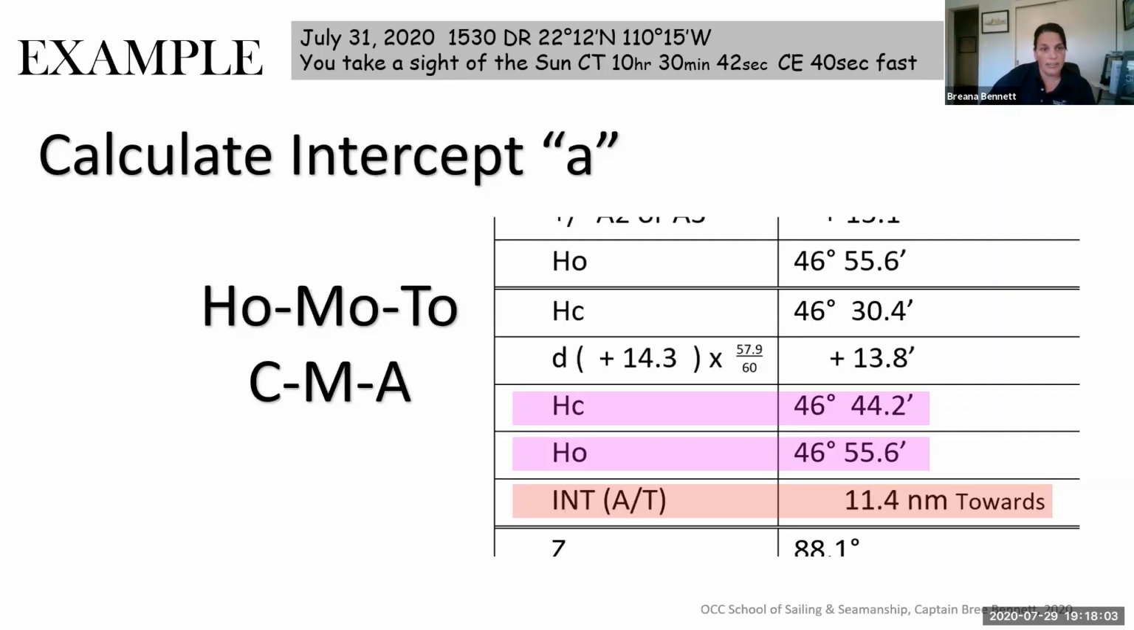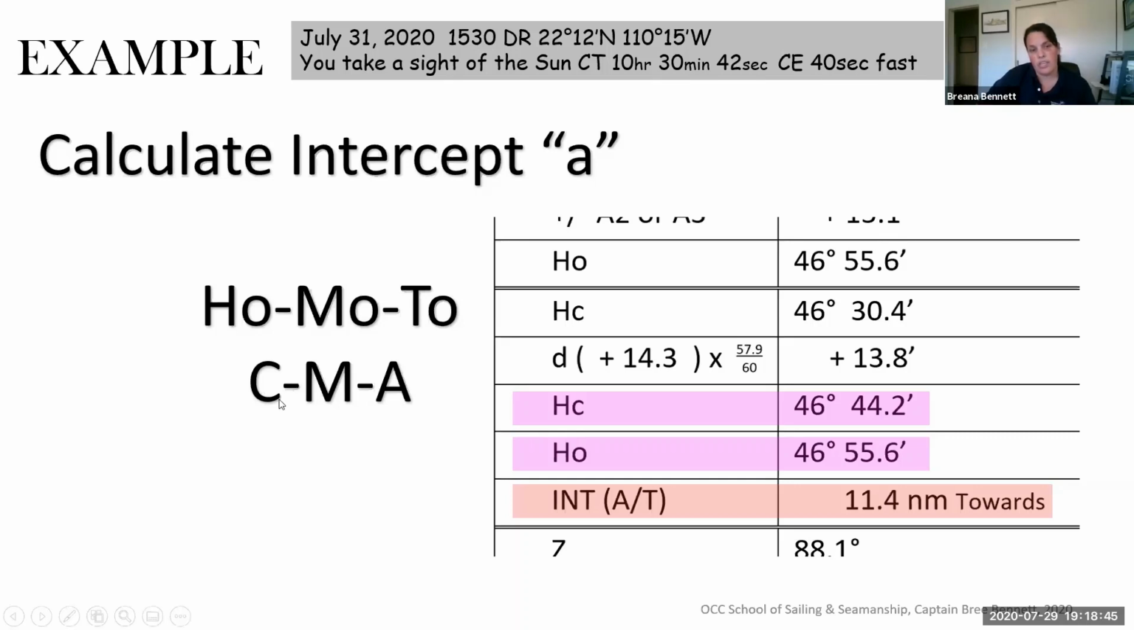And that is my HOMO-TO. Has anyone heard of HOMO-TO before? Yes. Okay. So if HO is more, then it's going to be towards. So you're going to be going towards whatever azimuth you've come up with. And that will make sense when I show you the plotting. So if HO is less, then it's going to be the opposite of that. It's going to be away from the bearing of the azimuth. So it's either towards the azimuth or away from the azimuth.